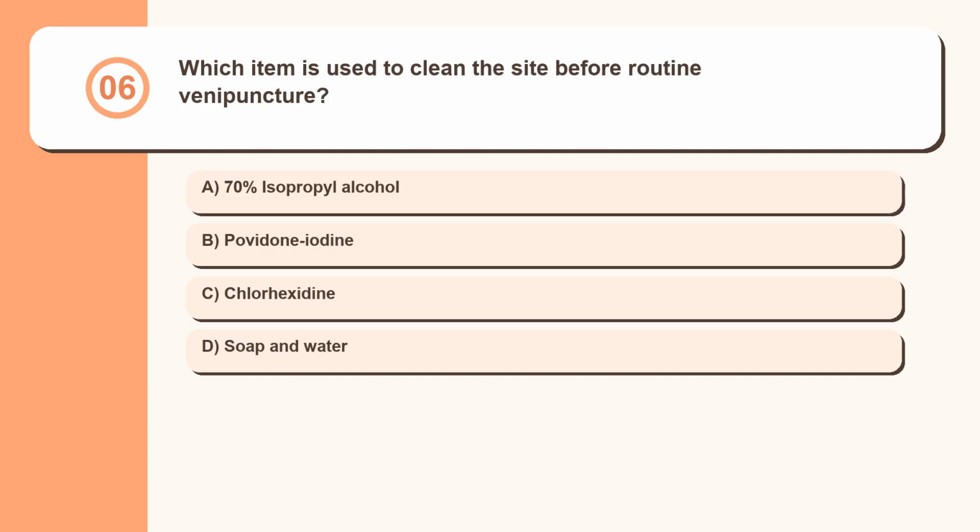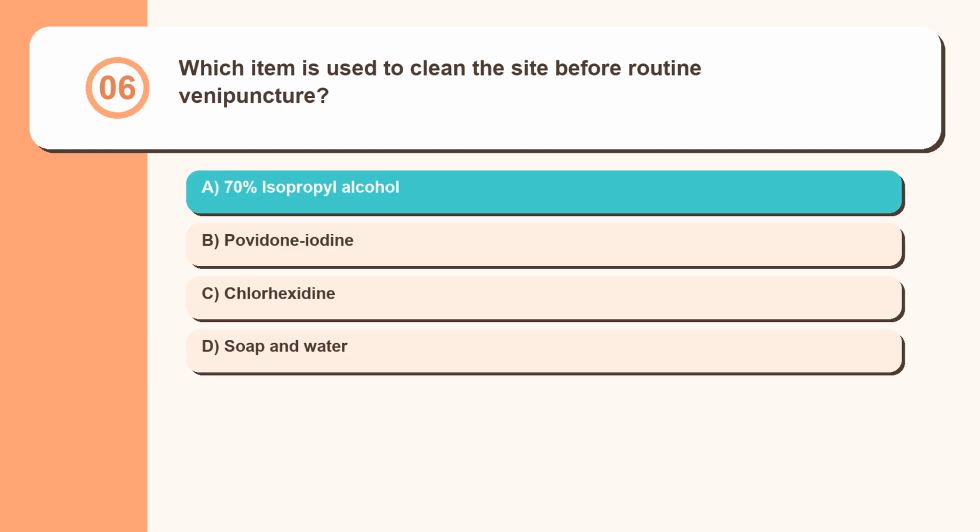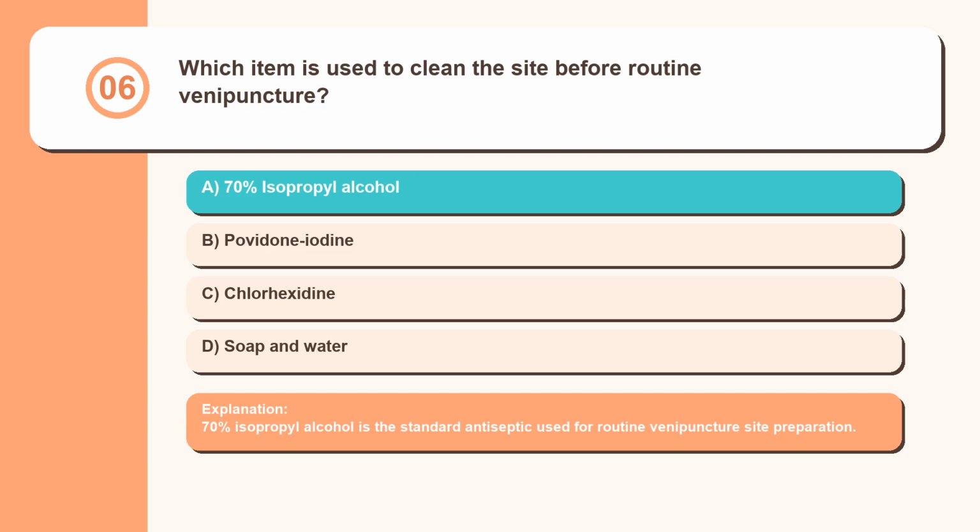Question 6. Which item is used to clean the site before routine venipuncture? 70% isopropyl alcohol, povidone, chlorhexidine, soap and water. 70% isopropyl alcohol is the standard antiseptic used for routine venipuncture site preparation.